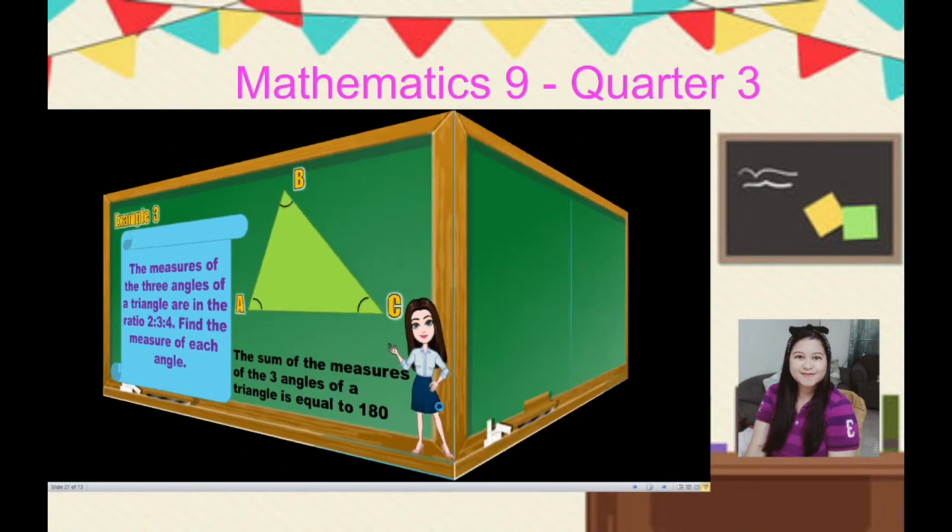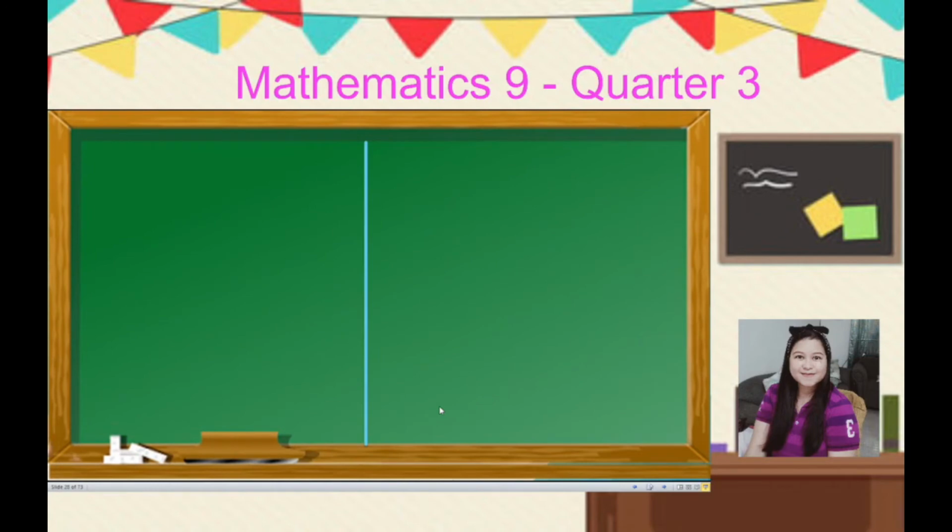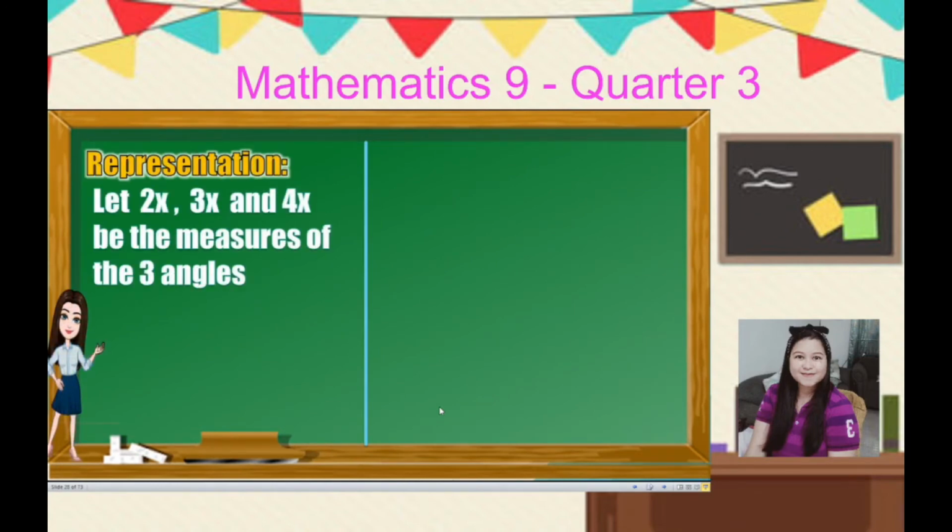So again, we need to represent what is missing. So representation, let 2x, 3x, and 4x be the measures of the three angles. So dahil they are in the ratio 2:3:4, gawin nating 2x, 3x, and 4x yung sukat ng tatlong angles. So writing an equation, what are we going to do with 2x, 3x, and 4x? Kuhanin lang natin yung sum tapos equal natin sa 180. So that will be 2x plus 3x plus 4x is equal to 180.